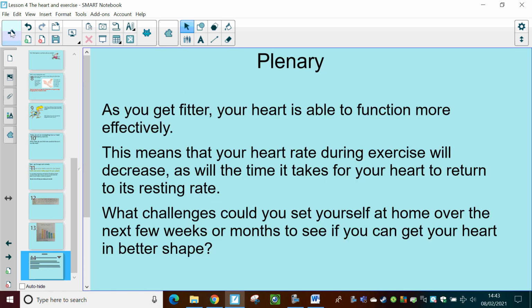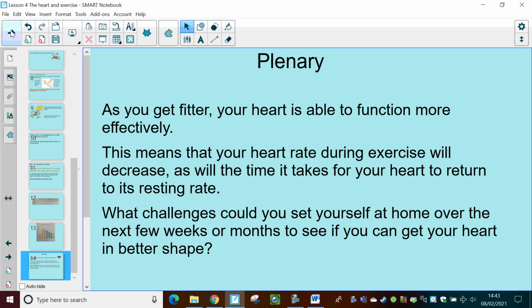Okay, well done. I can't wait to see the results. So to finish, as you get fitter, your heart is able to function more effectively. This means that your heart rate during exercise will decrease. As you get fitter, when you exercise, your heart won't have to work as hard. And so will the time it takes for your heart to return to its resting rate. So as you get fitter and you do exercise, it will return to what it was pre-exercise much more quickly, and this can really be a good indication of how fit and healthy you are.